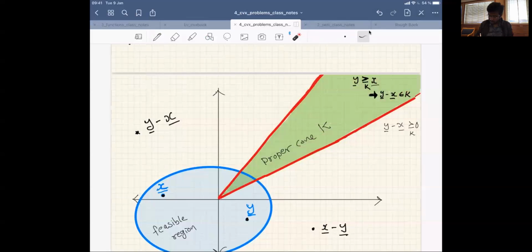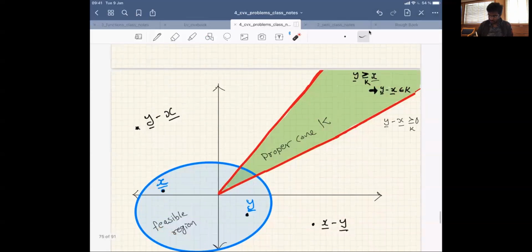One thing, I'm just writing this here. This is just the inequality. It doesn't mean that y and x have to be in this cone. It can be anybody. x can be here. Of course, y and x cannot be here because our feasible region is this, so they have to be here, right? I just wrote the inequality here.